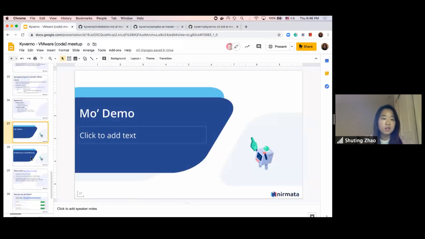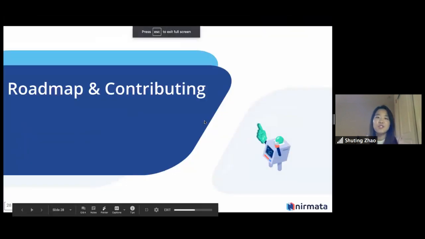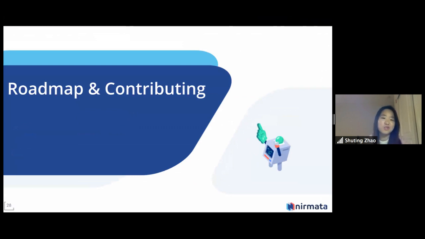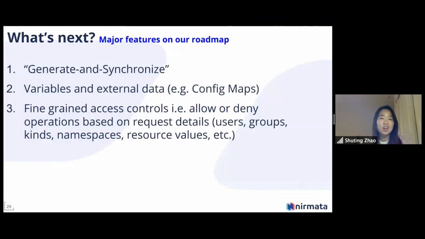All right, let me go back to our slides and talk about our roadmap. And if you're interested in contributing, we'll show you how to do that. Okay, so some of the features we're currently working on is that, for example, with the generate policy, we're not only allowed to generate the resources, but also we're allowed to clone from the existing resources.